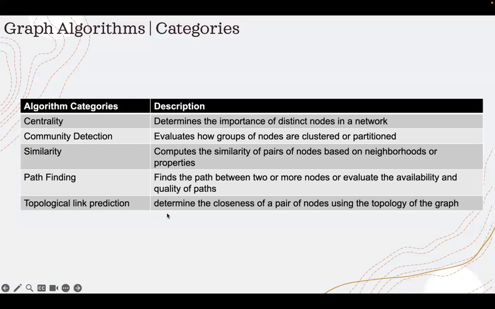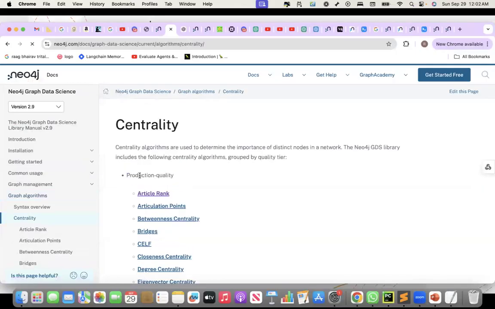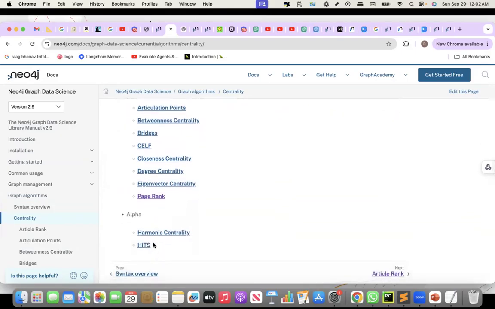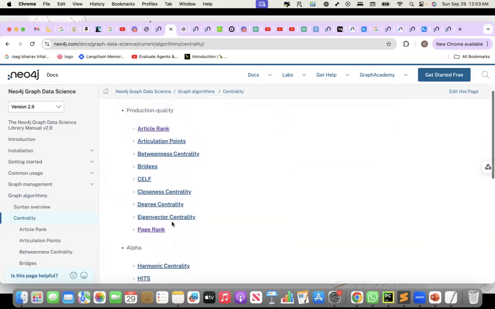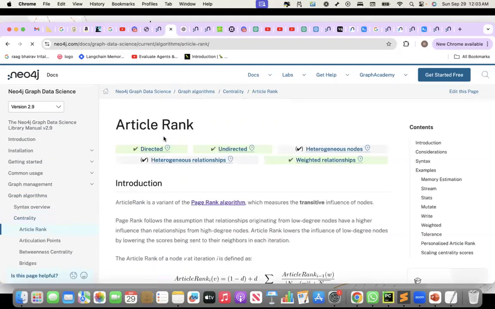Topological link prediction is finding hidden links, determining the closeness of a pair of nodes using the topology of the graph, right? We'll look at centrality and within that article rank today. So let's go through it. Within centrality, again, we have a lot of algorithms, right? Harmonic centrality, HITS and all. We will go through article rank today.